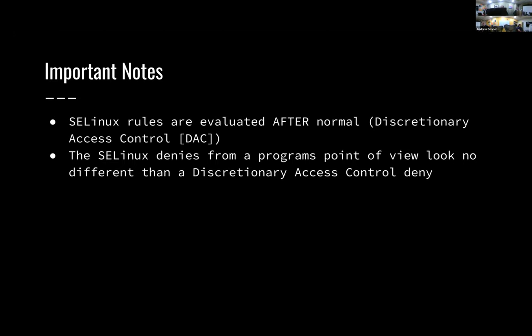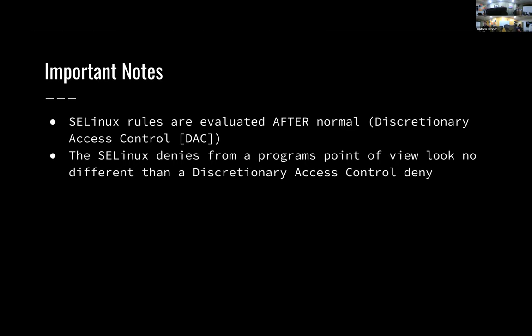Plenty of important notes. SELinux is evaluated after the traditional access control. So first, it checks your traditional Unix permissions, then SELinux is evaluated. Another part that makes the bug a little troublesome is that it looks exactly like a DAC denial. From a syscall perspective, you just get permission denied. It looks no different to you. It would be nice if it said, no, SELinux denied it, but no.